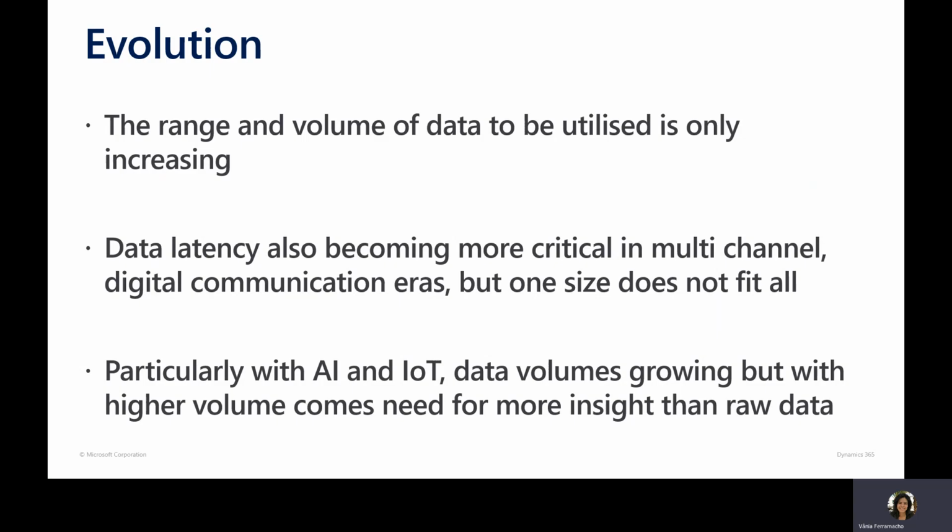So this means one size does not fit all, right? Particularly with AI and IoT, data volumes are growing, but with higher volume comes the need for more insights. Otherwise, we won't have any productive output from a large set of data.